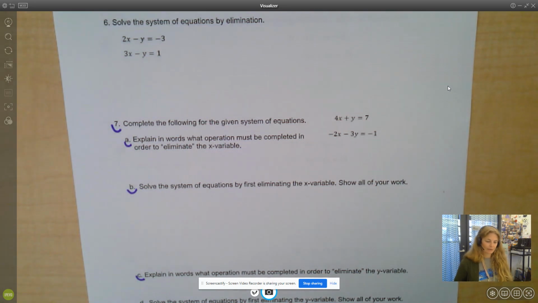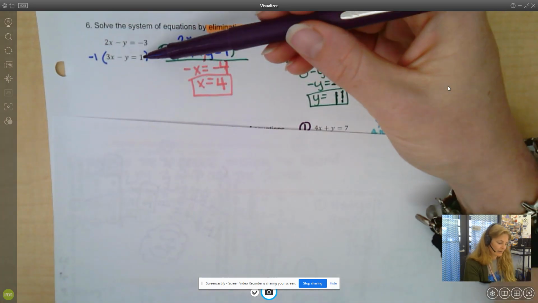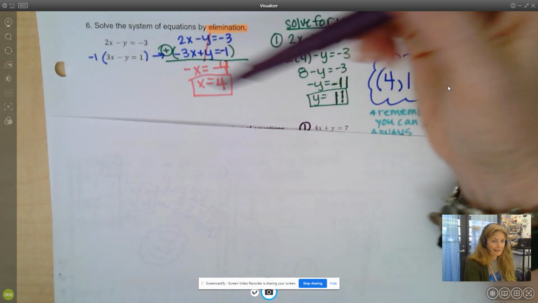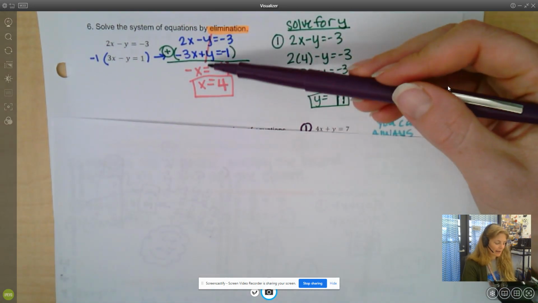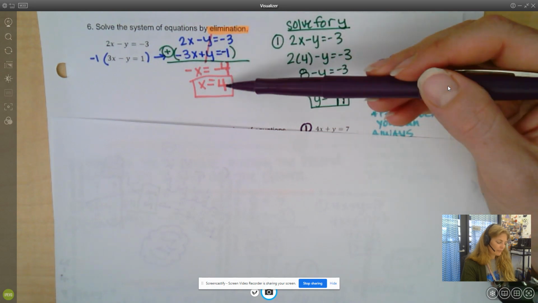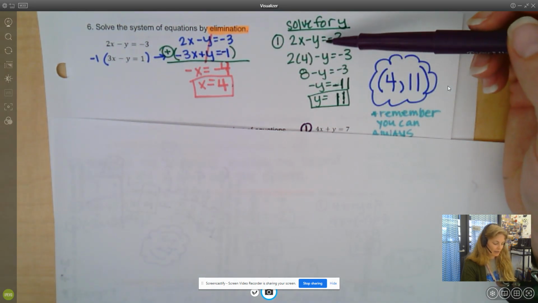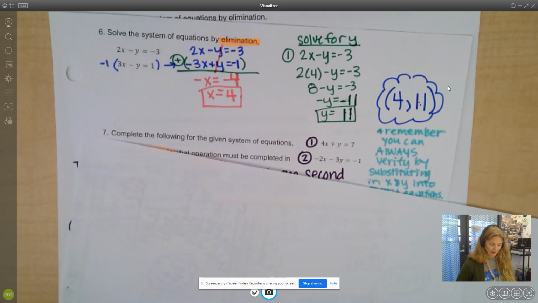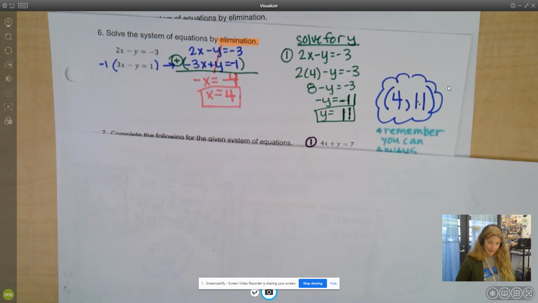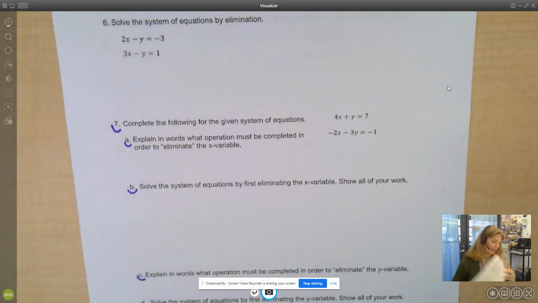Okay, let's check our answer. So the correct answer is 4, 11. I decided to multiply the second equation by -1 and add the system just to avoid making silly mistakes with negatives. The y's eliminated. I got x to be 4, and then to solve for y, I substituted into equation 1. I could have picked equation 2, but I picked equation 1. I wrote my answer as an ordered pair. And remember, you can always verify by substituting x and y into both of the equations.